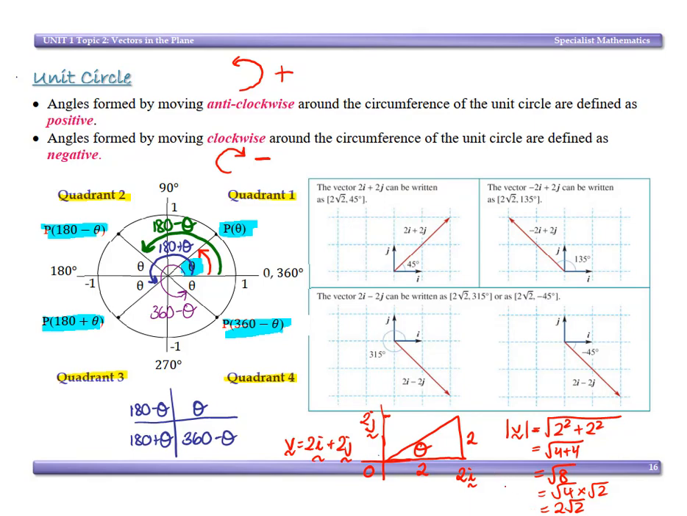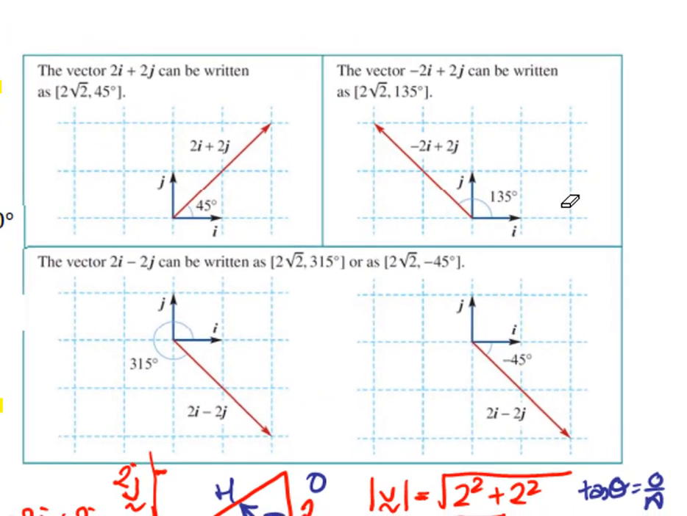In order to work out what theta is, opposite my right angle's here, so that's my hypotenuse and there's my adjacent. So we've got tan theta is opposite over adjacent. Tan theta is 2 over 2, which is 1. So theta is inverse tan of 1, which is 45 degrees. So that's the information that we're going to use in these examples. So let's look at each example.